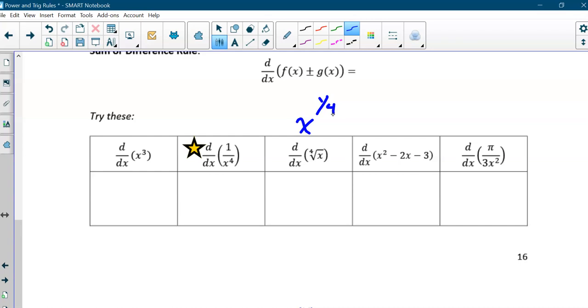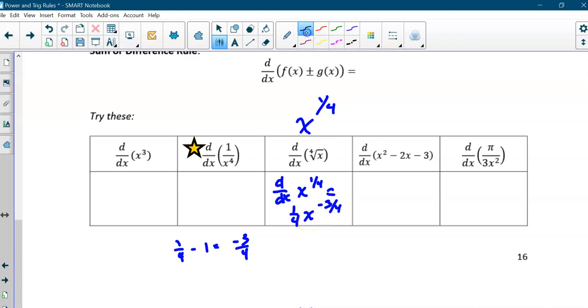Okay, so we had x to the 1/4. So let's rewrite our derivative. Derivative of x to the 1/4 is what we're looking for. It's a power rule. So we're going to drop the fraction down in front. So we have 1/4 x to the 1/4 minus 1. That's going to be negative 3/4.